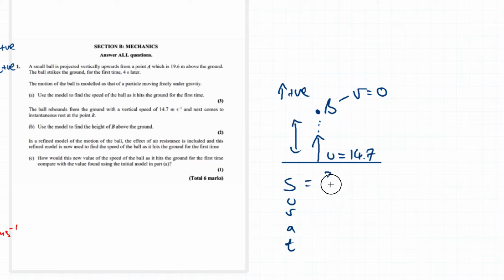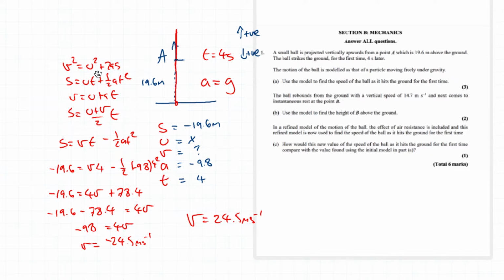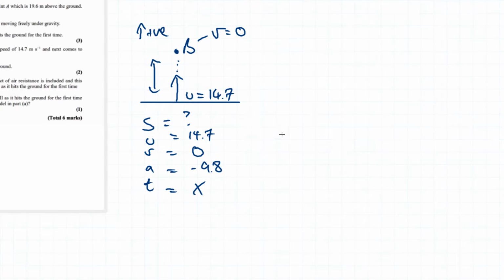So s is what I'm interested in. u is 14.7. v is 0. a is minus 9.8 because gravity is the only force acting on it, and time we don't know and we don't care. Going to the equations, you're looking for the equation that does not have time, and that is v squared equals u squared plus 2as. So we use our equation, v squared equals u squared plus 2as.